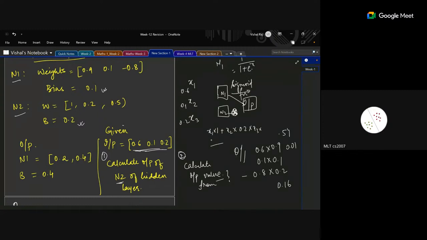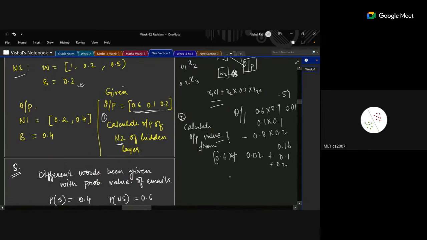You have to calculate for N2 directly, right? So 0.6 plus 0.02 and then plus 0.1. And you have added the bias, right? And then this value you have to put inside the sigmoid function. So you have 0.60, 0.02 and then 0.16.